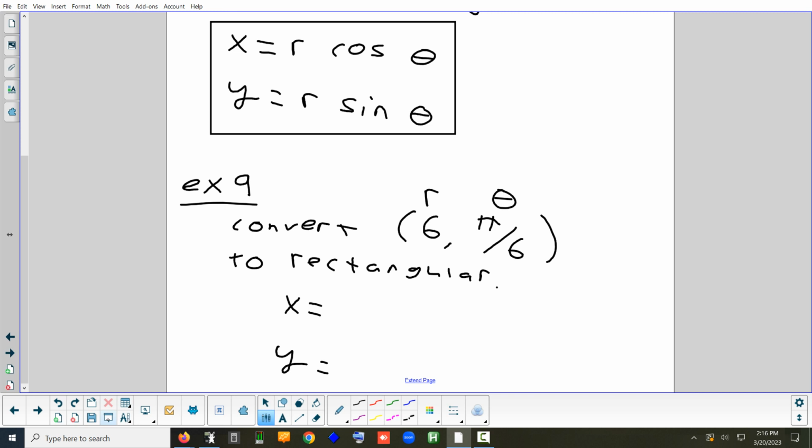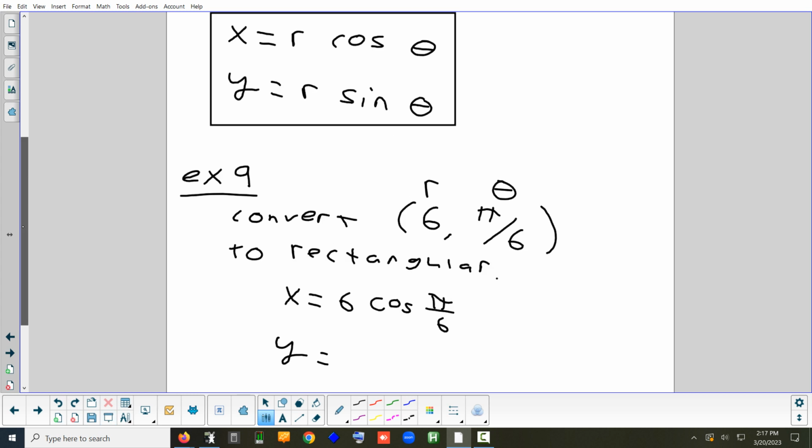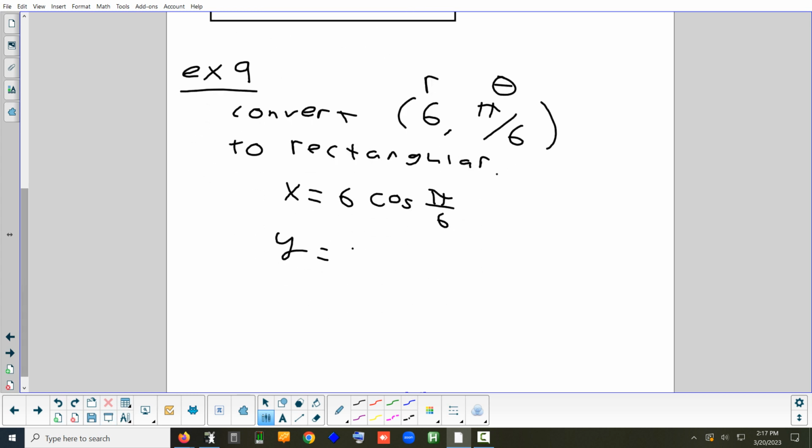Are you looking for x? Just the formula to find x. For x, okay. You do r cosine theta, which would be 6 cosine pi over 6. Yeah, that's all I was looking for. Formula to find x is 6 cosine pi over 6. Okay, I'll worry about that in a second. Now, what's the formula to find y? 6 sine pi over 6.